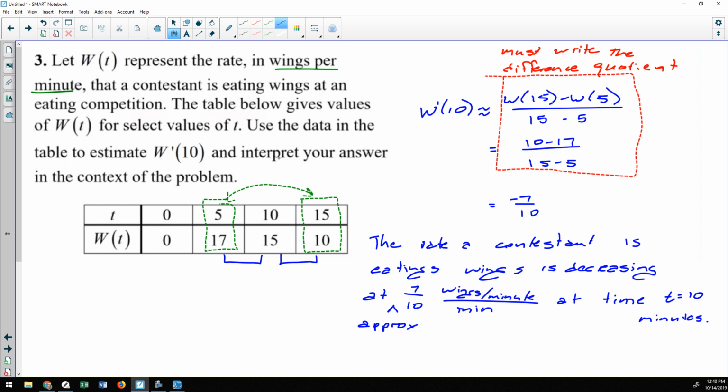And again, you must write down the difference quotient either in the form W of 15 minus W of 5 over 15 minus 5, or you could start with 10 minus 17 over 15 minus 5. If you don't write either one of those and you jump straight to the negative 7 over 10, then you don't get the point for approximating the value. They want to see that difference quotient. So there we are with interpreting derivative answers in contexts of problems.